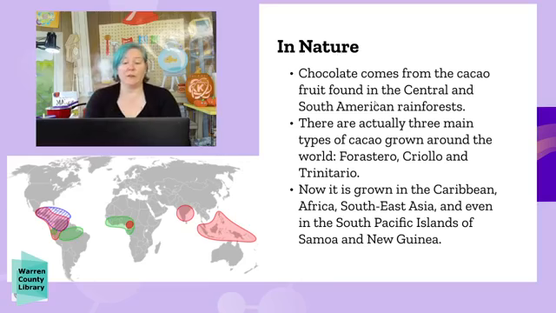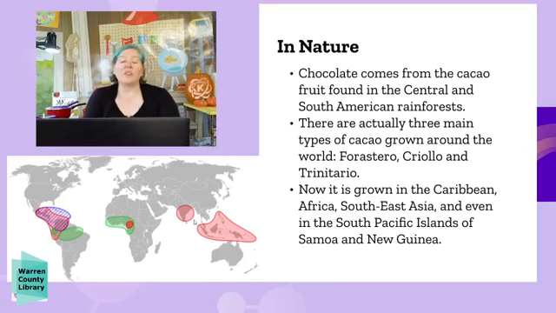American rainforests. It originated in Central and South America, but now it's grown in other places. So now it's grown in areas of Africa, as you can see, in areas of South America, and in the Caribbean, Southeast Asia, the South Pacific Islands, places like the Philippines, New Guinea, Samoa.